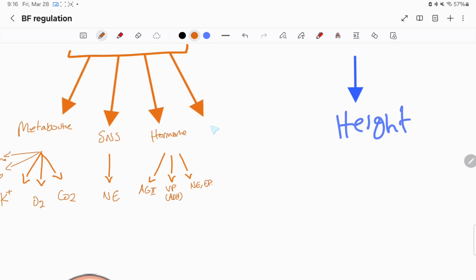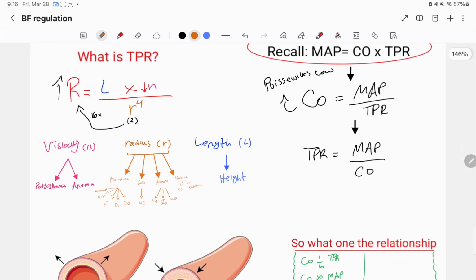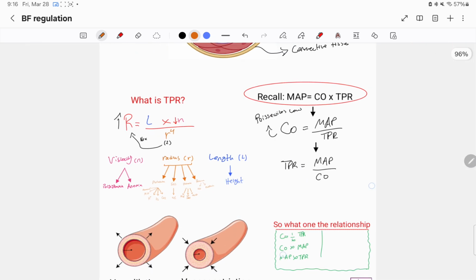Other things include paracrine factors. Paracrine just refers to molecules that act on nearby cells rather than hormones that actually circulate in the bloodstream. So paracrine factors include things like nitric oxide and endothelin, which, if you remember from the start of the video, I said are both secreted by the endothelial cells. Endothelin can cause vasoconstriction, whereas nitric oxide can cause vasodilation. And we'll look at the mechanism for this. But okay, those are the things that can affect your radius.